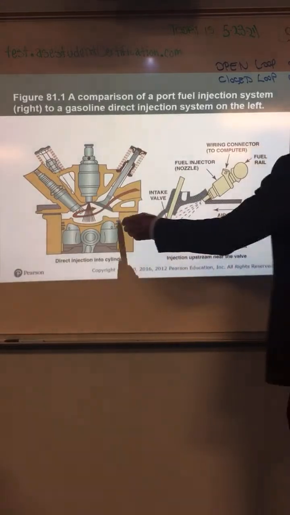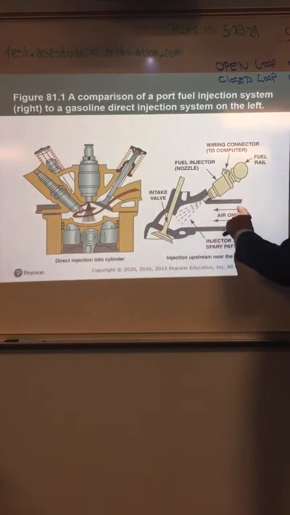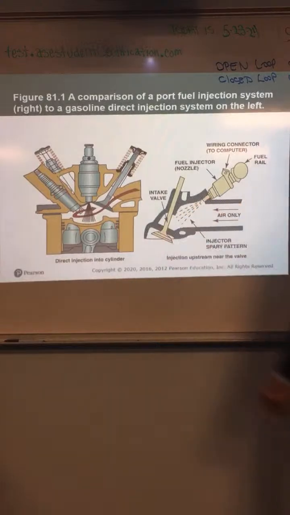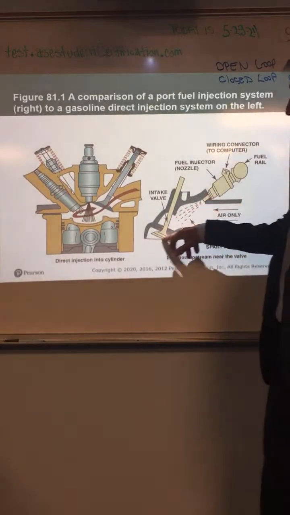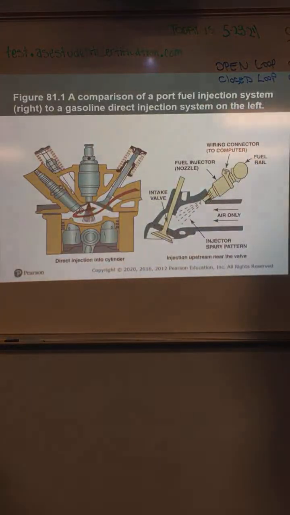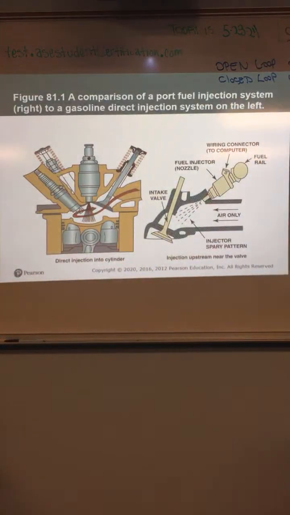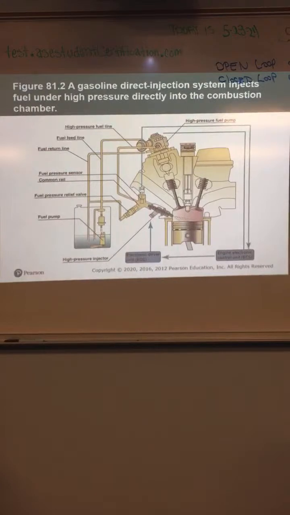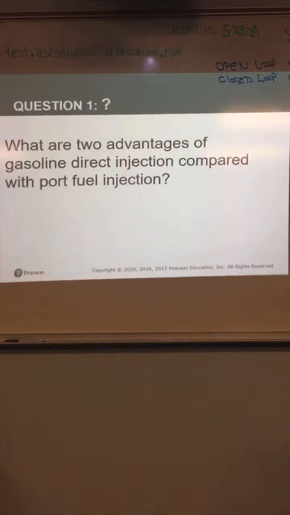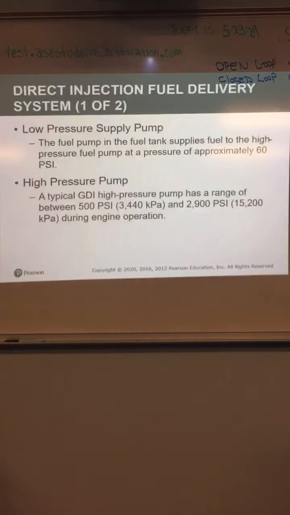Okay, example 1 and 2, right? Port fuel injection. Fuel injected there as opposed to directly in the combustion chamber. Two biggest differences, all right? Your low pressure fuel supply, that's a normal pump that's in the tank like it is on every other car. It still has that. It just adds another one.